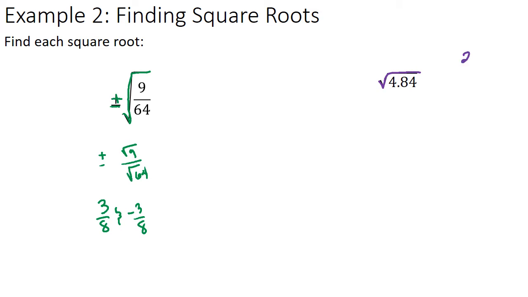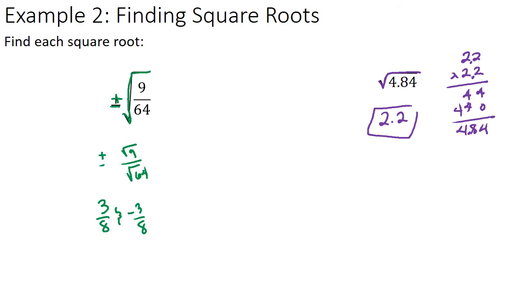So if we do 22 times 22, what we're going to have is 4 and 4 and 0 and 4 and 4. So we end up at 484 for 22 times 22, which means that the square root of 4.84 is just going to be 2.2, which will allow that to come in 2 decimal places. So I know that my square root of 4.84 is just going to be 2.2.